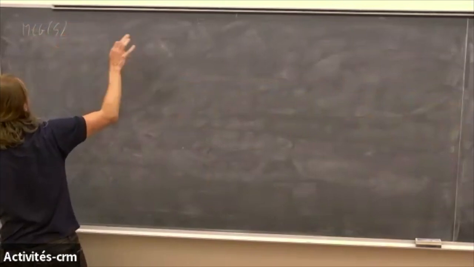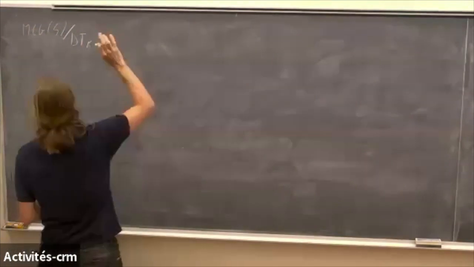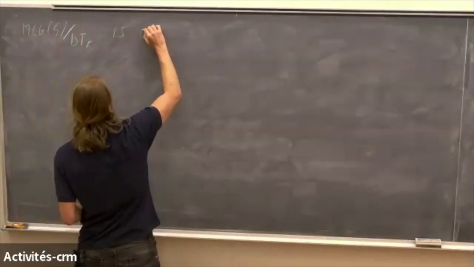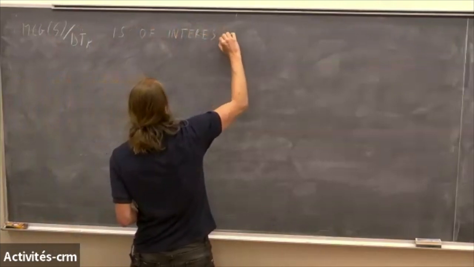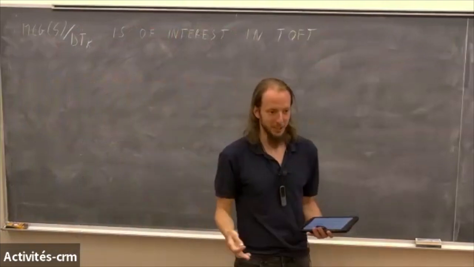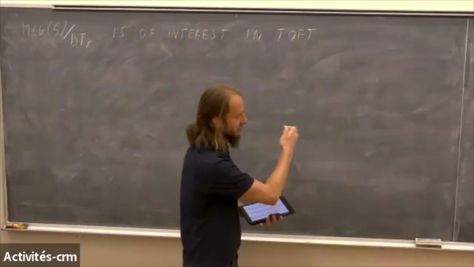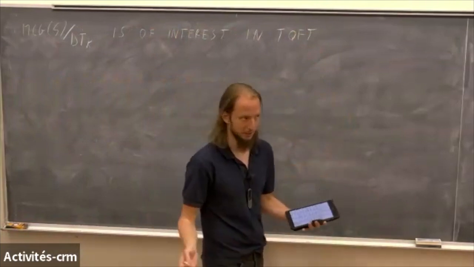I'm going to write one line, though I don't know why this is the case or anything like that. I've just been told that this is of interest in topological quantum field theories. That's all I have to say about it. But it's a good sign if the same mathematical object shows up in two completely different ways, I find.